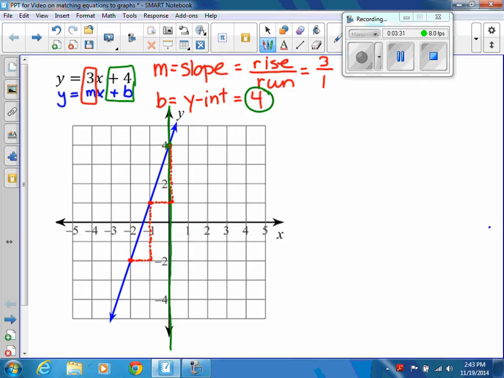I'm thinking this is true, so let's just do it one more time, make sure for good measure. 1, 2, 3 down, and then 1 over. It's right there on that arrow. So yes, this graph does, or is the correct graph, excuse me, for this equation. Let's take a look at the next one.